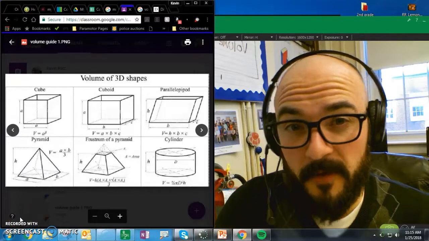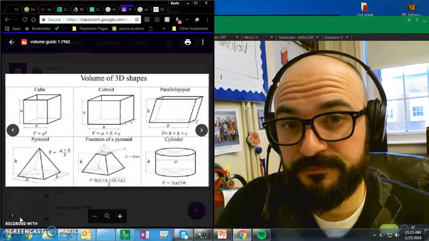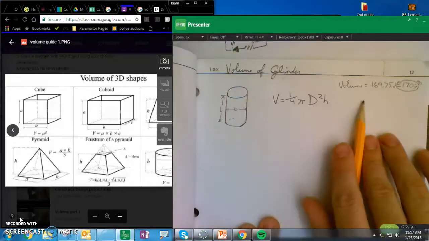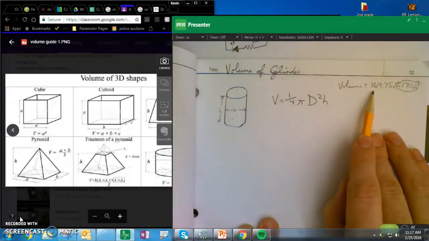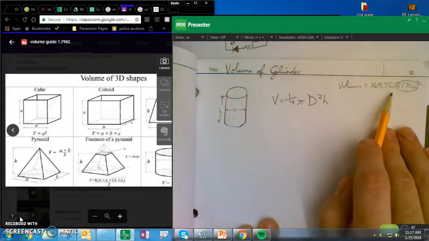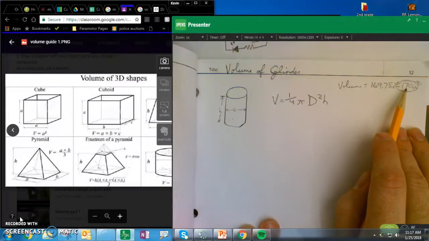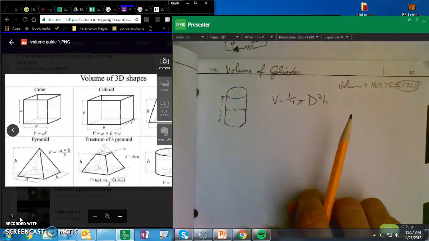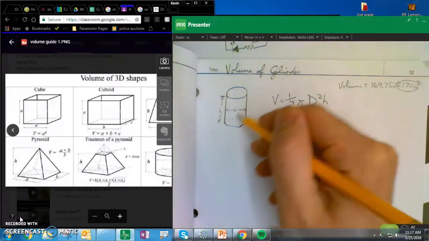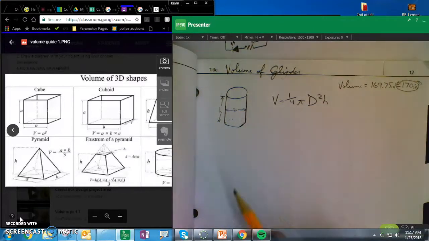Let's determine the volume of a cylinder. So I'm all set up in my station. I got my volume from before. Here it's 169.75 inches cubed. We're going to make that 170 to simplify our math. Okay? Here is the equation for a cylinder.